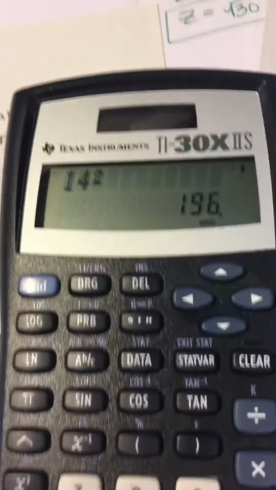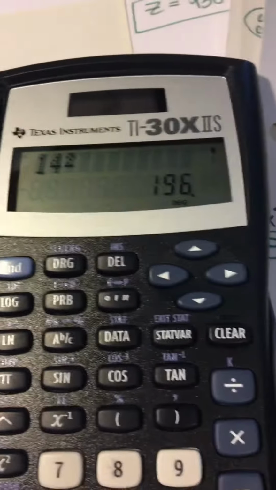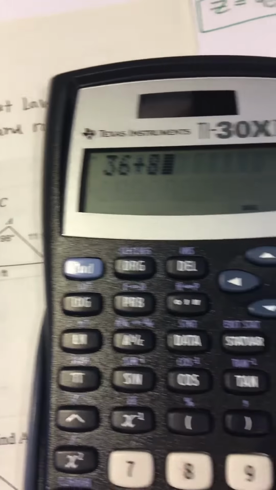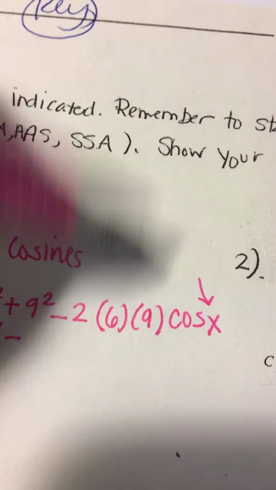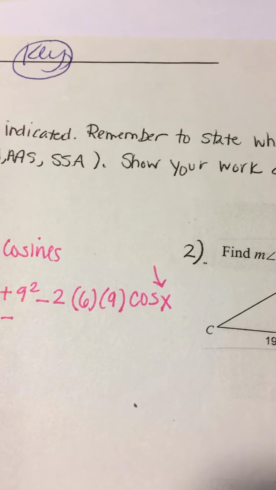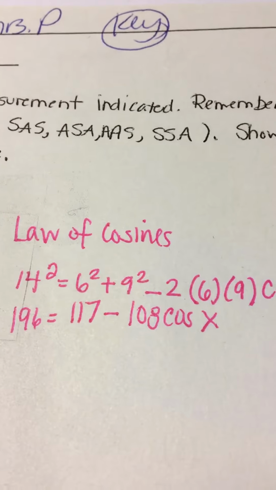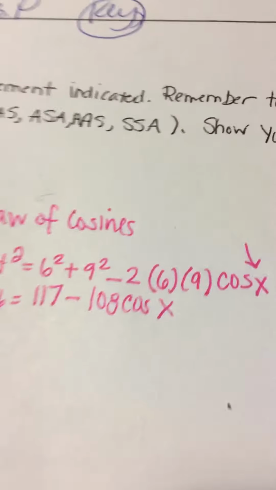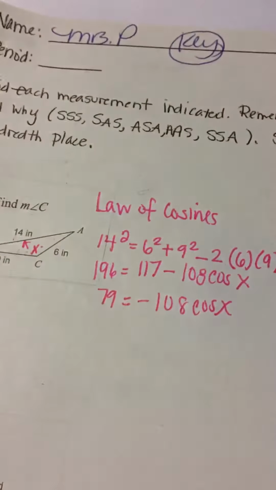All right. So I get my 14 squared. 196, I should have known that, is equal to, and then I would just do the rest of the math here. 36 plus 81, 117, minus 2 times 6 times 9, so I end up getting 108 cosine of X. And then I'll take my 196 minus 117 and get 79. Negative 108 cosine of X.